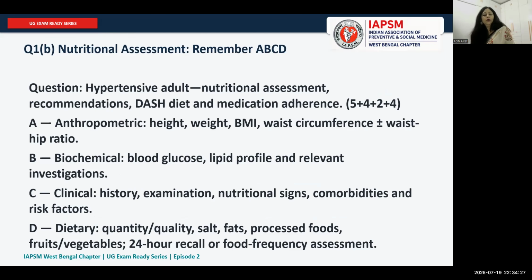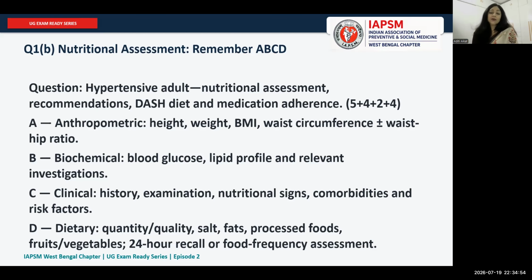Now, coming to another very important question that involves a hypertensive adult and nutritional assessment. What will you recommend? And what is DASH diet? And how to ensure medication adherence in such cases.